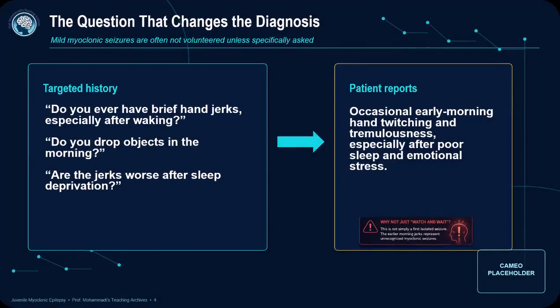The diagnosis begins to change when we ask a more focused question. Does she ever have brief hand jerks, especially after waking? Does she drop objects in the morning? Are the jerks worse after sleep deprivation? Many adolescents do not volunteer these symptoms because they may describe them as clumsiness, shakiness, or a minor nuisance. In this case, the patient reports occasional early morning hand twitching and tremulousness, especially after poor sleep and emotional stress. That single targeted question shifts the case from first seizure toward a recognizable epilepsy syndrome.